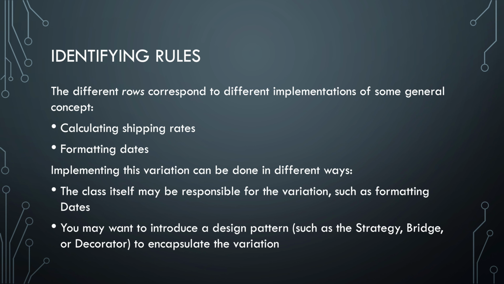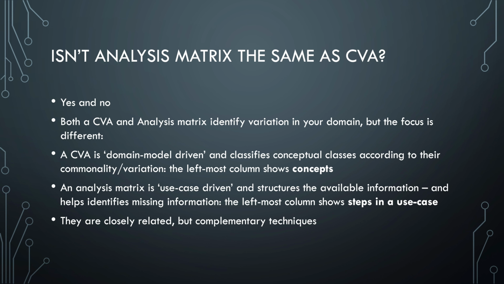You use CVA and analysis matrix to identify variation in your domain. They are similar, but the focus is different. CVA is driven by analyzing the domain model and identifying abstractions and their variations. An analysis matrix, on the other hand, relies on use cases and structures the information according to the flow in a use case. You can actually use both and see whether one of them leads to more insights into the system you're trying to design.